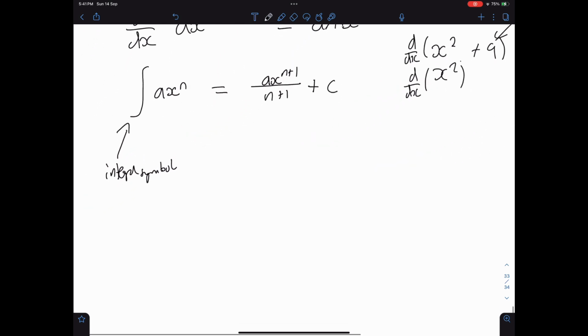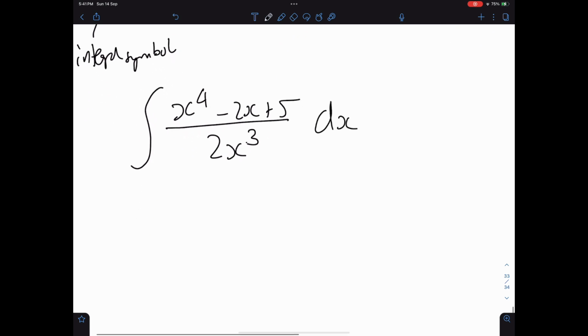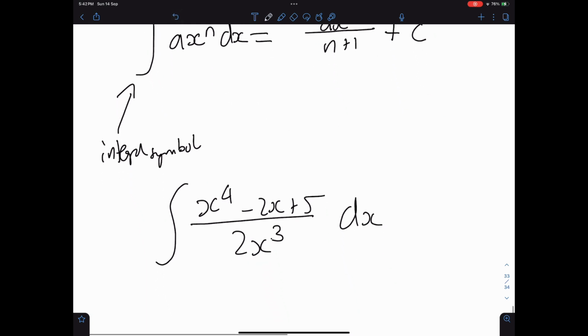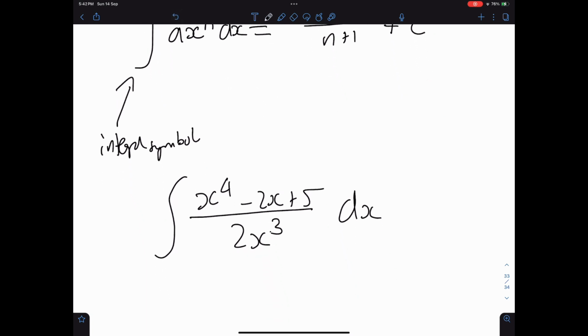Now, sometimes you may want to rewrite some of your things. So say you're trying to do the integral of x to the power of 4 minus 2x plus 5 over 2x cubed dx. Oh, I should have written dx. These are sort of like your integral brackets. And when we do areas under a curve, we'll explain what the curly symbol and the dx actually mean.